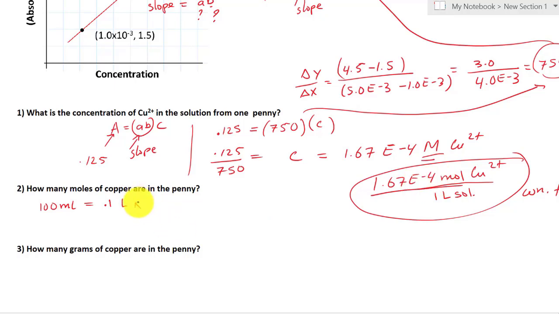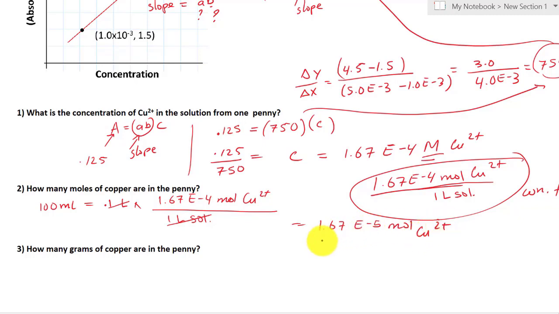Let's multiply this conversion factor. In this case, the liter on the bottom, 1 liter of solution, and on top is 1.67 e to the negative 4 moles of copper 2+. Now we can solve for moles of copper 2+, which is 0.1 times 1.67 e to the negative 4. It will be equal to, easy math, in this case 1.67 e to the negative 5 mole of Cu2+. There you go. And that would be the moles of copper in the penny.